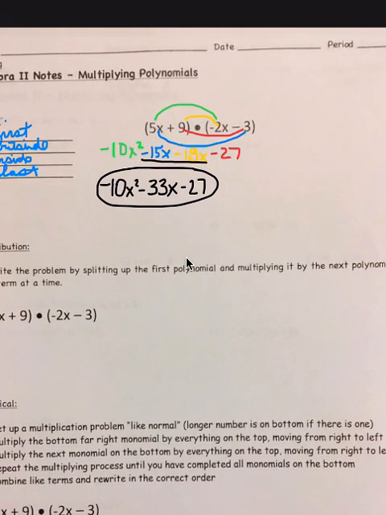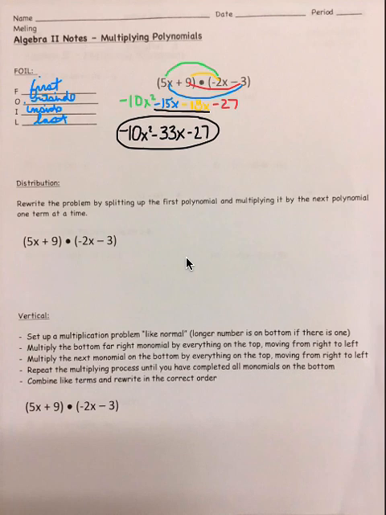So now we're going to have the same problem, but now we're going to do it by distribution. In distribution, we rewrite the problem by splitting up the first polynomial and multiplying it by the next polynomial, one term at a time. So we're going to split up 5x and 9. So I'm going to write it as 5x, and then 5x is going to be multiplied by negative 2x minus 3. And then I'm going to add 9 and multiply it by negative 2x minus 3.